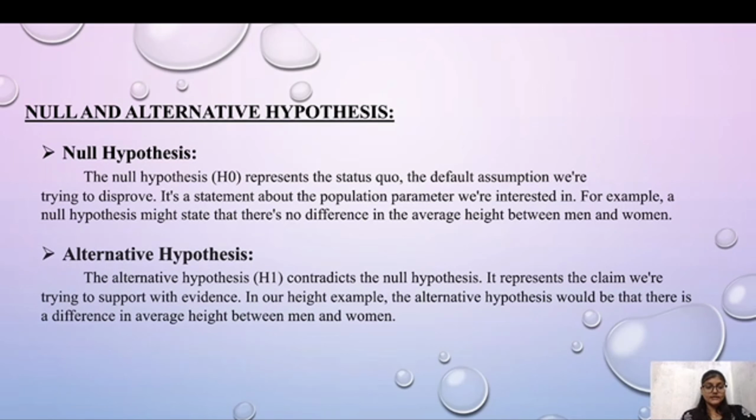And the next is the alternative hypothesis. The alternative hypothesis, H1, contradicts the null hypothesis. It represents the claim we are trying to support with evidence. In our height example, the alternative hypothesis would be that there is a difference in average height between men and women.